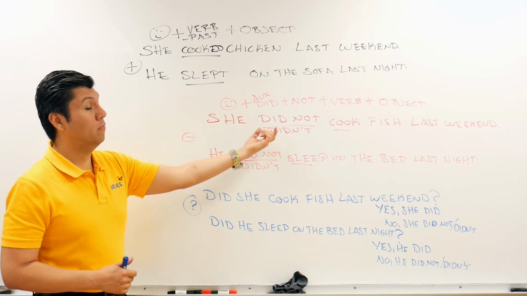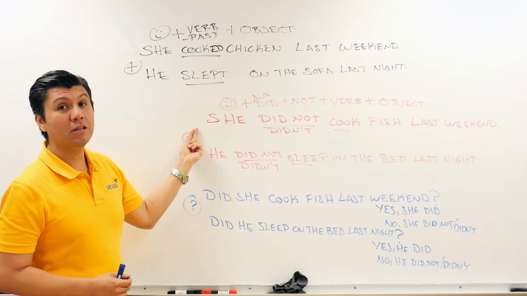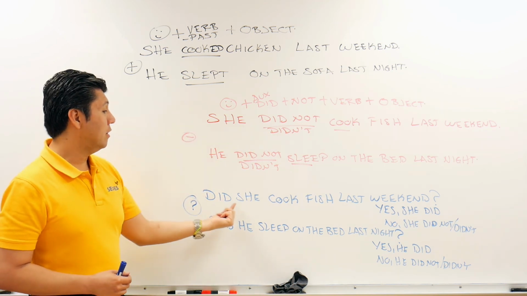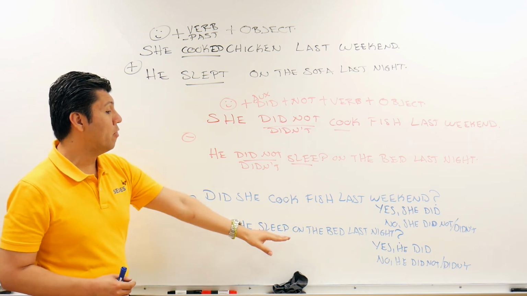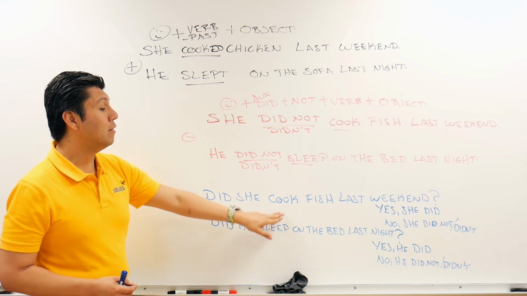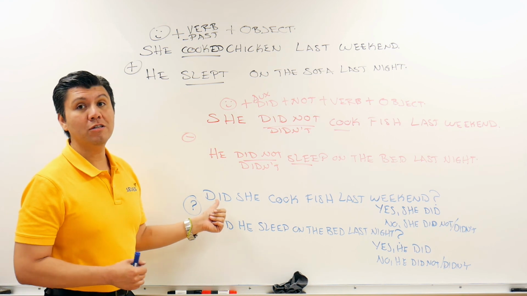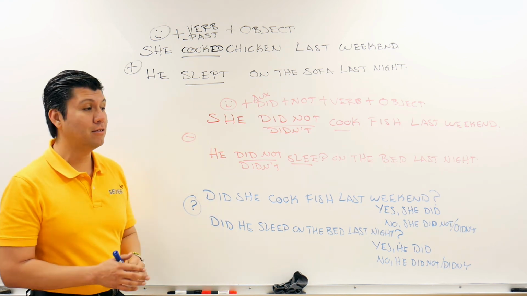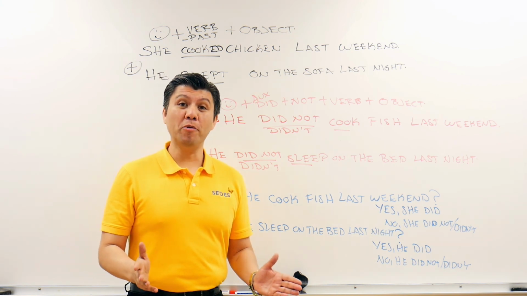Questions. Closed questions, take the auxiliary did and put it at the beginning of the expression. Did she cook fish last weekend? Did he sleep on the bed last night? Here, same thing, the verbs remain in present form because you're using the auxiliary did, and that's the indication for past. So this was simple past.